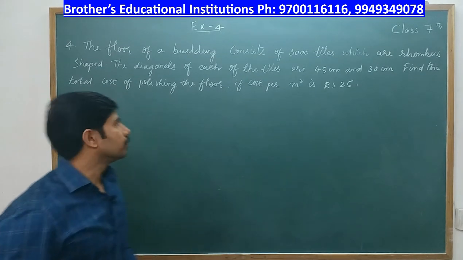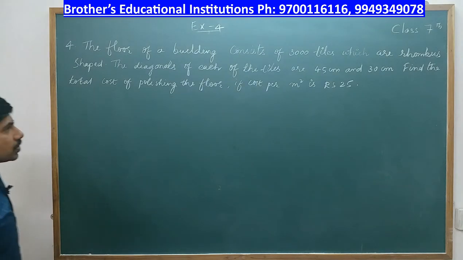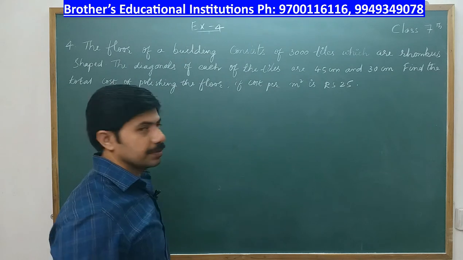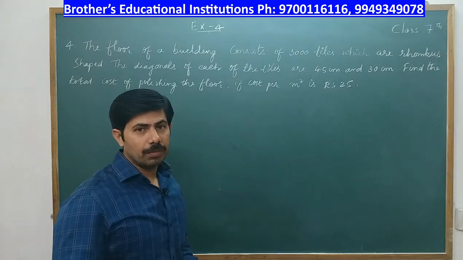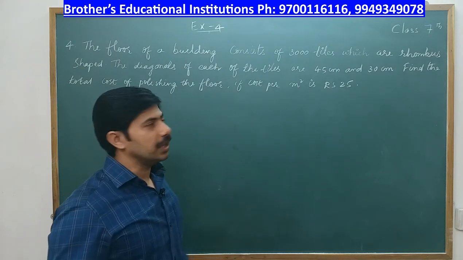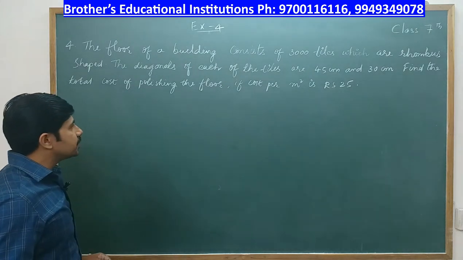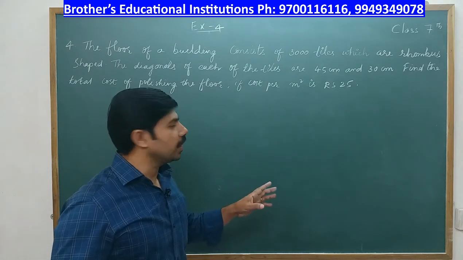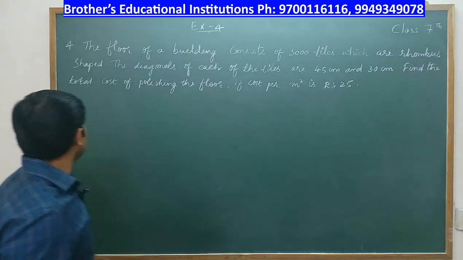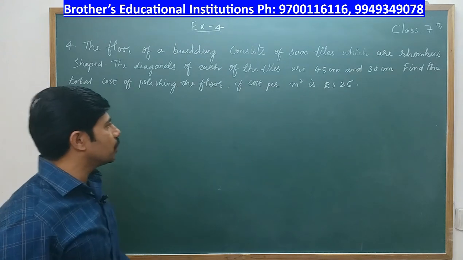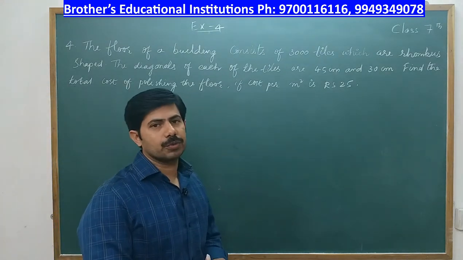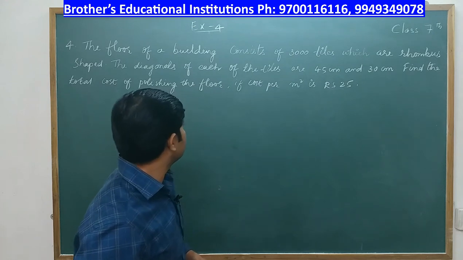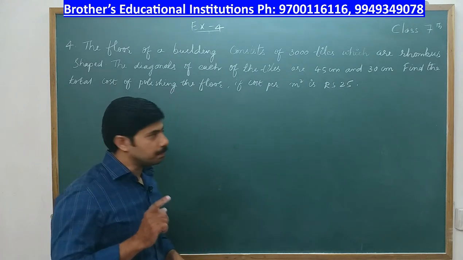Next problem. The floor of a building consists of 3000 tiles which are rhombus shaped. Here the tiles are in the shape of a rhombus and they are using 3000 tiles. The diagonals of each tile are 45 and 30 centimeters. D1 is 45 and D2 is 30 centimeters. Find the cost of polishing the floor at a cost of rupees 25 per meter square.